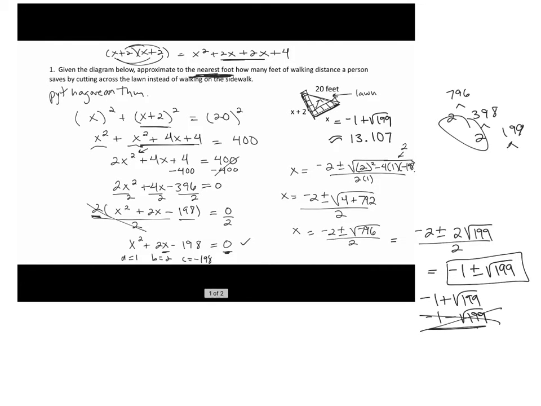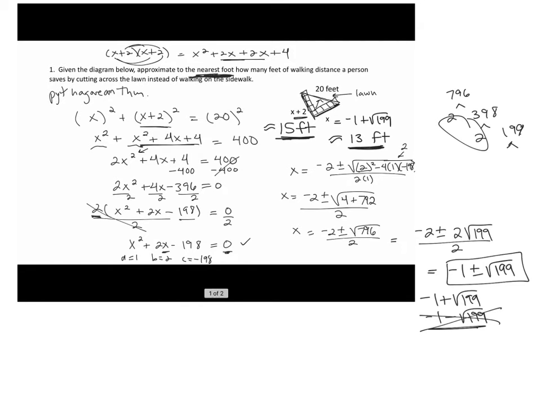So let's do negative 1 plus root 199, which is approximately 13.107, and we want to round to the nearest foot, so that's going to round to 13. It's the nearest foot, so about 13. So 13 plus 2 makes this 15 feet about.